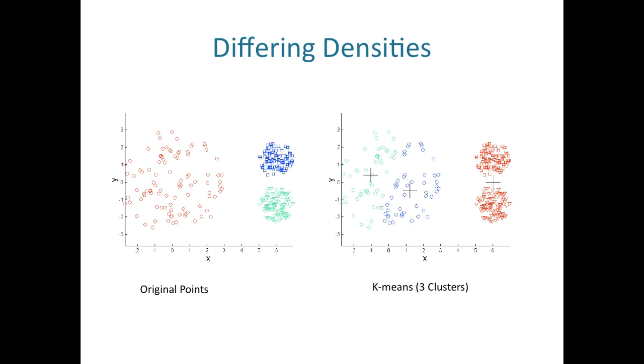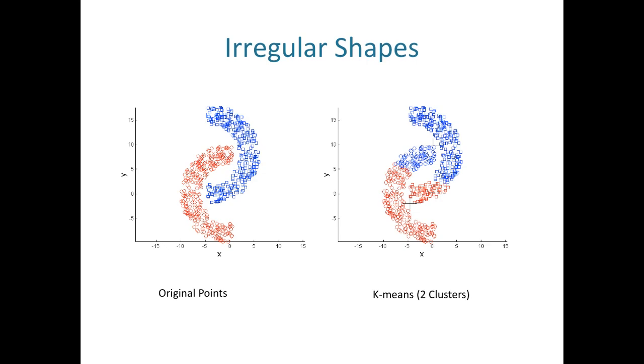And k-means also works really badly when we have irregular shapes. The original points on the left-hand side are the two classes that we have. And on the right-hand side, we have a completely wrong separation that k-means has done, right? So what do we do? Basically, for different sizes, different densities, and irregular shapes, there's little we can do with k-means.